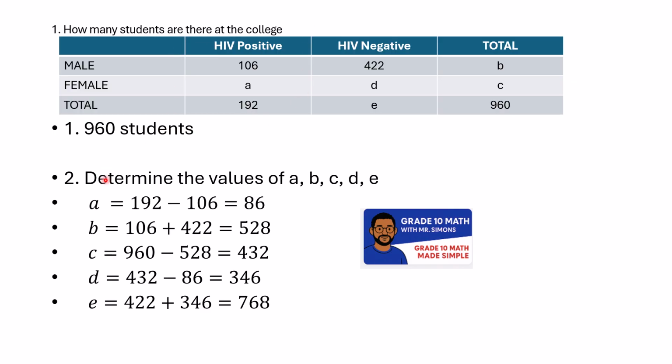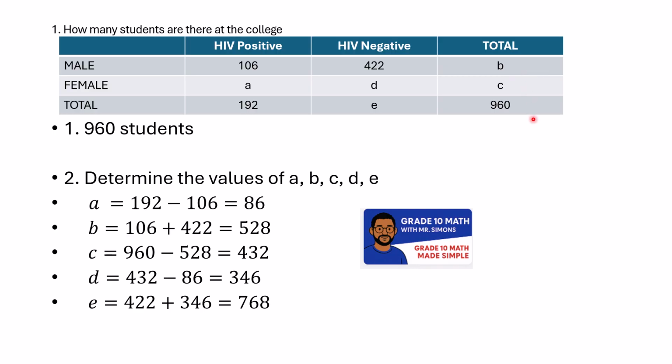Then second question, they wanted us to determine values A, B, C, D, E. So 106 plus something must give me 192. In short, to get A, 192 minus 106 gives me 86 for A. To get B, 106 plus 422 gives me 528.